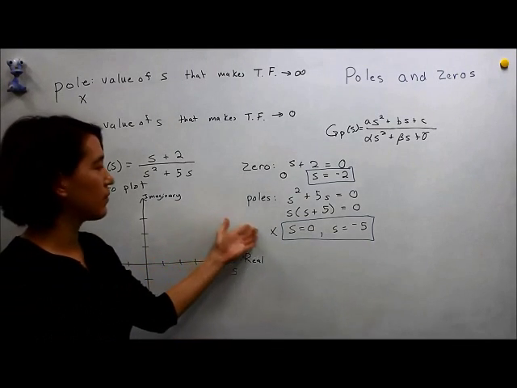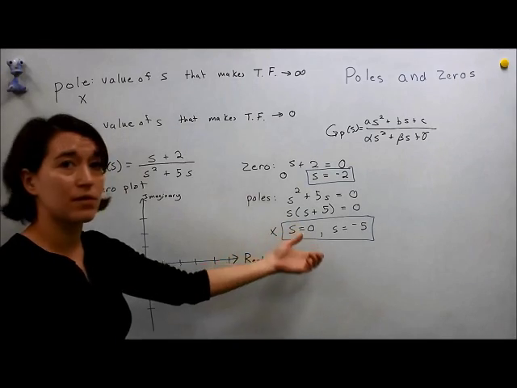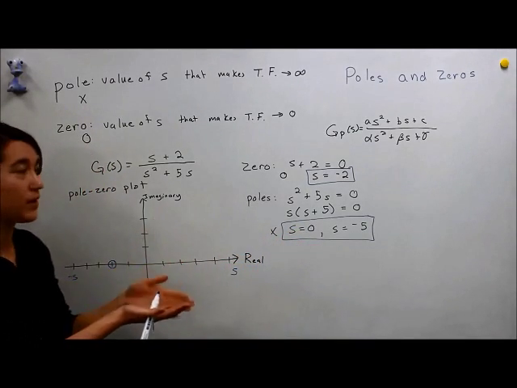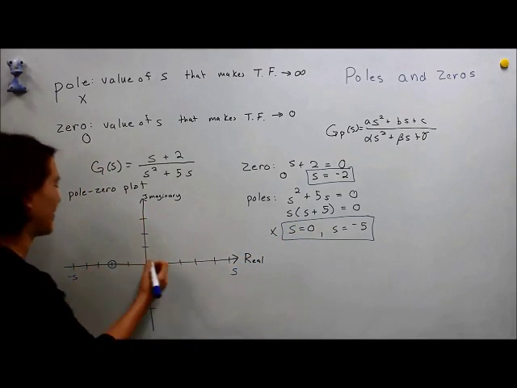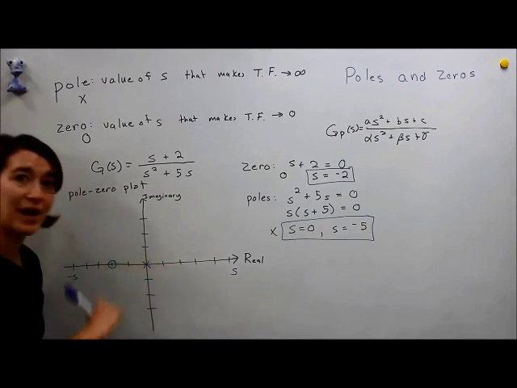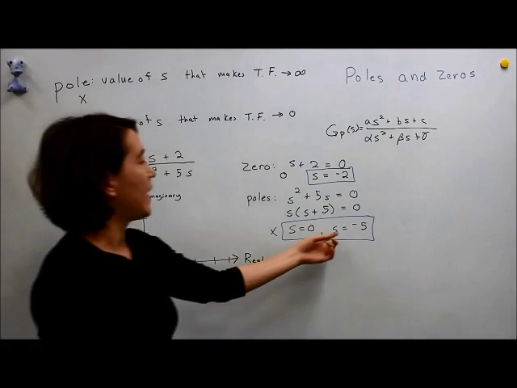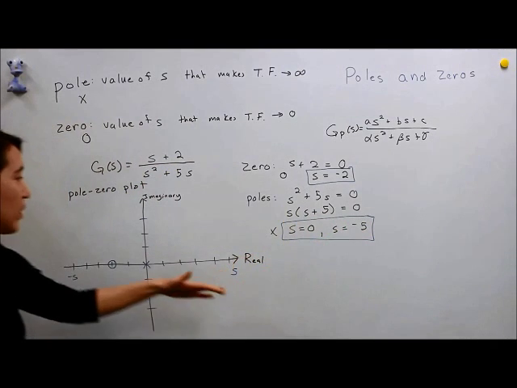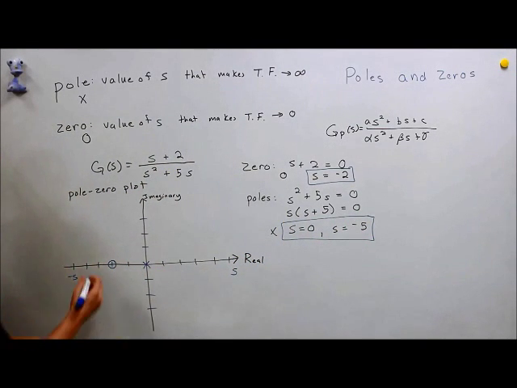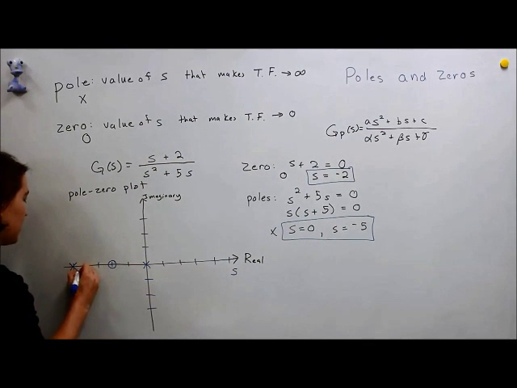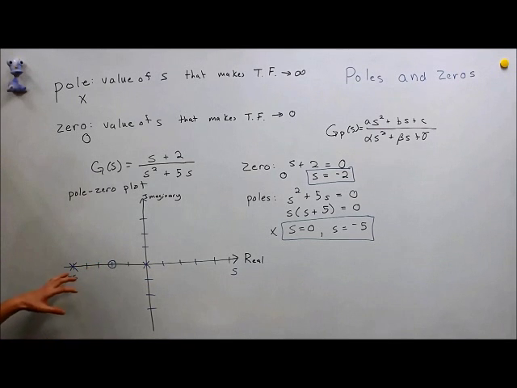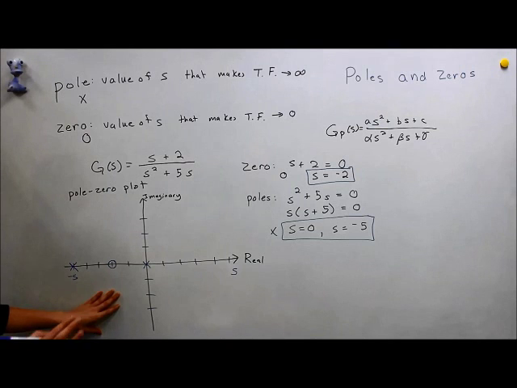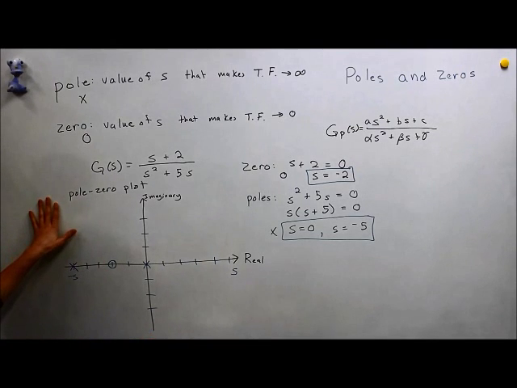And then for the poles, remember we use an x, we have s equals 0. So again, no imaginary or real components, so just an x right at the origin. And then s equals -5, again, only a real component, no imaginary, so we would put an x out here. So this is how we would plot our poles and zeros on the pole zero plane.